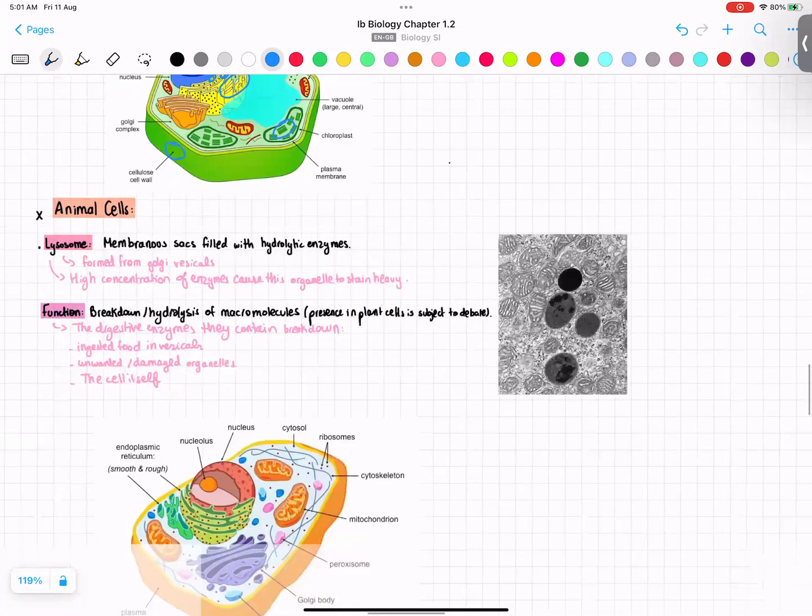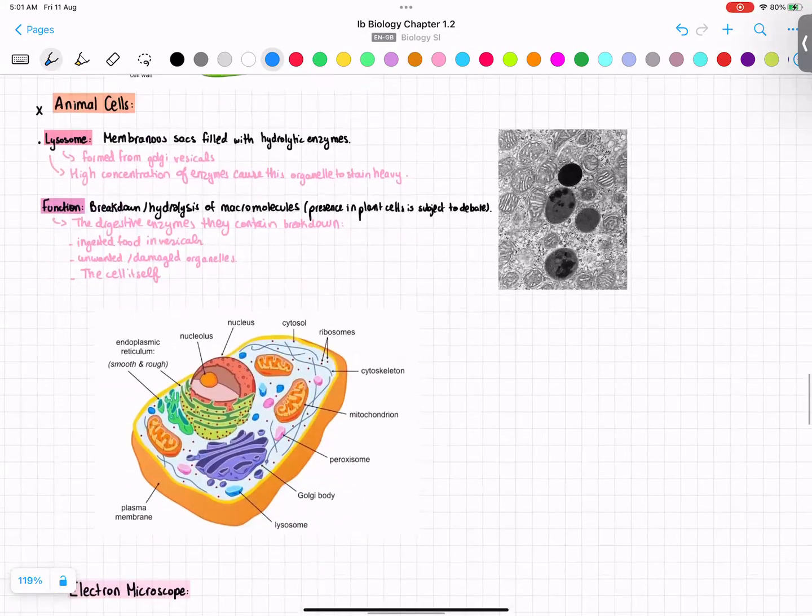Now for the animal cells. So basically there are lysosomes, which again we mentioned in the previous video. They're membranous sacs filled with hydrolytic enzymes. They're formed from Golgi vesicles. Very, very important. They have a high concentration of enzymes, which causes them to have a heavy stain. So once there's a heavy stain, you're able to identify it in the micrograph as a lysosome. So basically, what does the lysosome do?